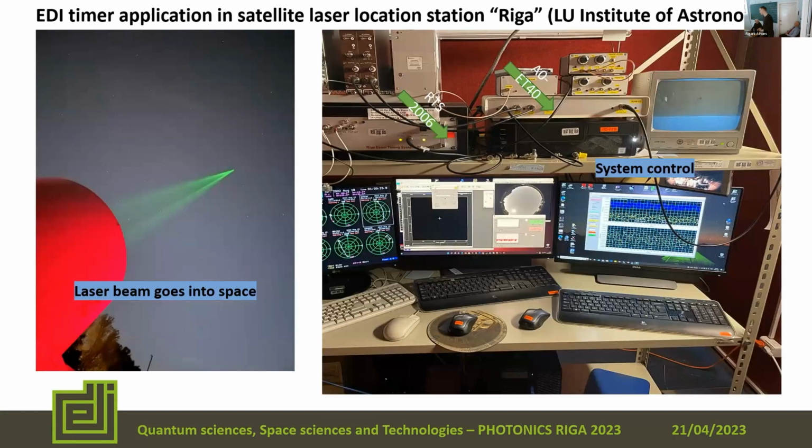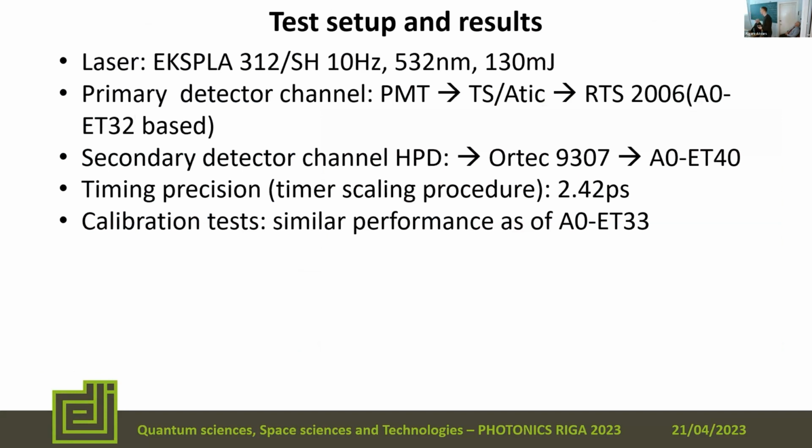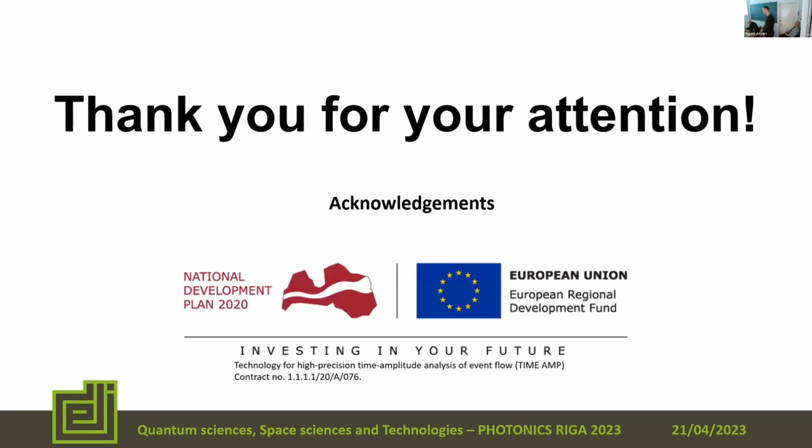And one of our previous timers has been used in a Riga satellite laser location station. And here are the test setup and results. Our timer is the second one, the ET40, and the timing precision was high, 2.4 picoseconds. In this case, the environmental factors, the temperature, didn't matter because it was stable. And that's basically it. Thank you for your attention.